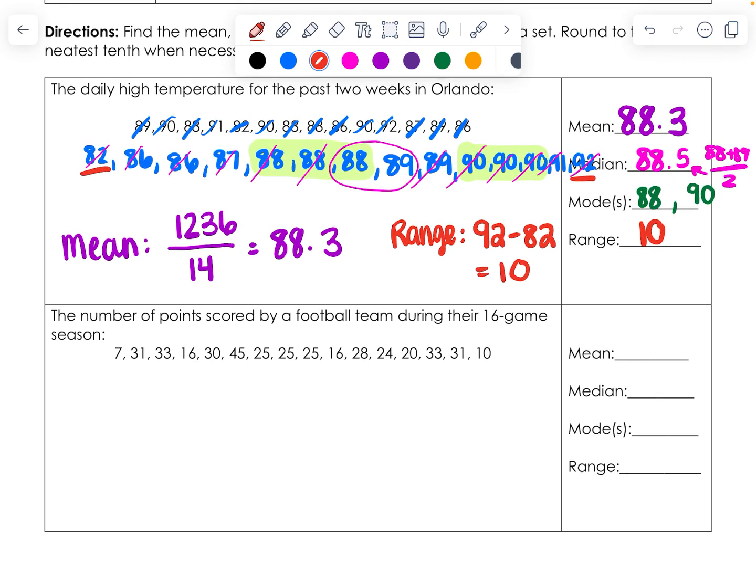Feel free to pause this along the way if I'm going too quick. I'm going to move on to the next problem. All right, same idea with this one. We got to get these numbers in order from smallest to largest. So I'm going to start with 7.